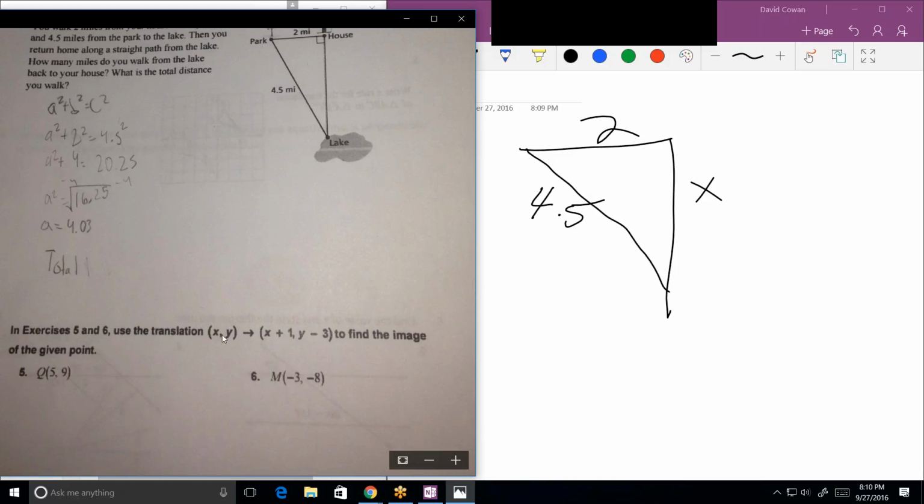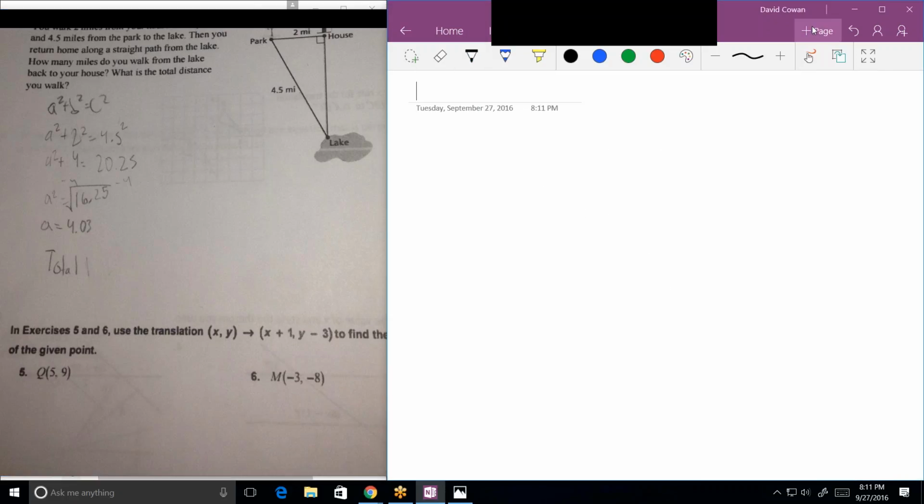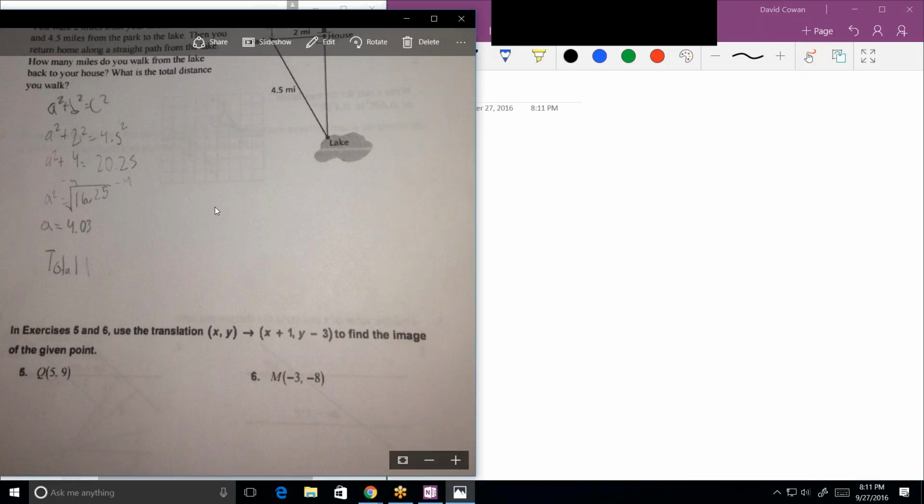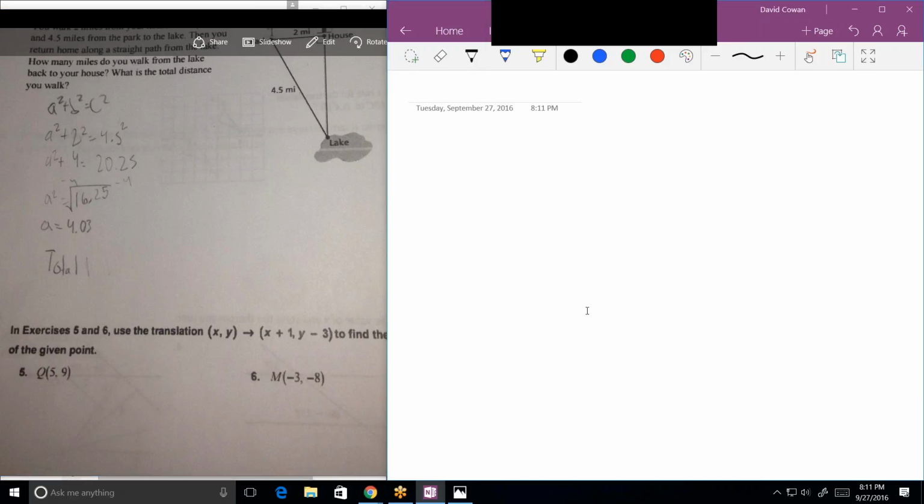Can you pull up graph paper on your thing? I don't need to. In other words, they don't want you to graph it. They want you to say what the point is.